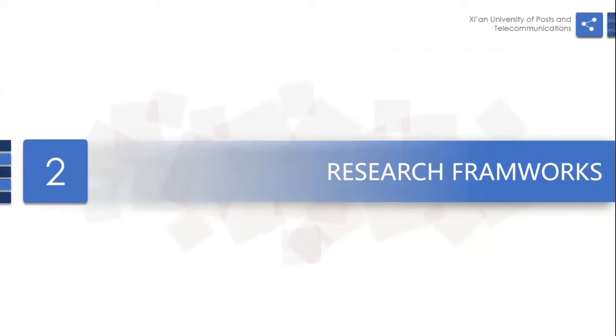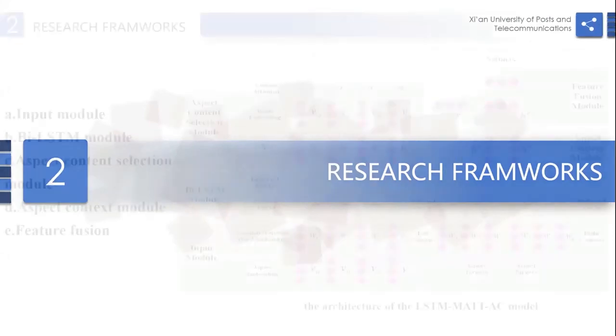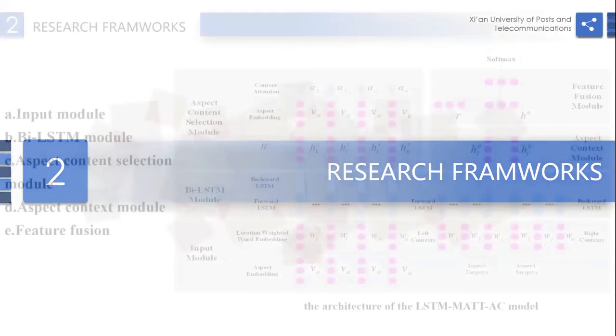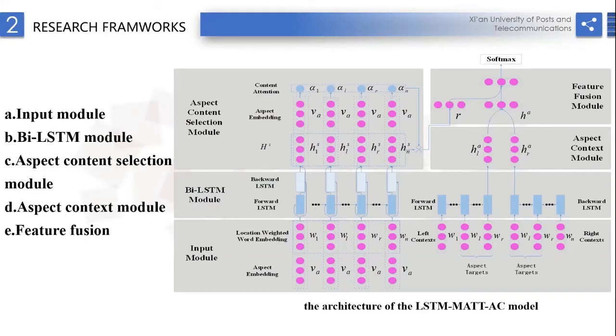Next, it mainly introduces the research framework. We proposed a novel long short-term memory network with multiple attention and aspect context for aspect sentiment analysis. The model consists of 5 modules. The first module is input embedding, which includes the aspect location-weighted word and the aspect context. Then the aspect embedding and the location-weighted word embedding are combined as input of an LSTM module.